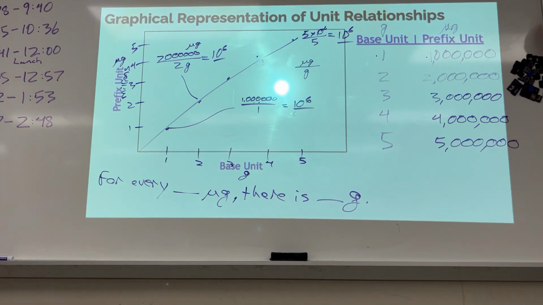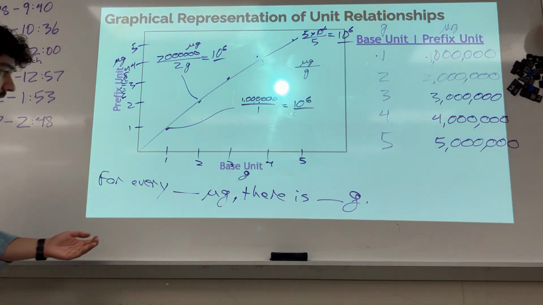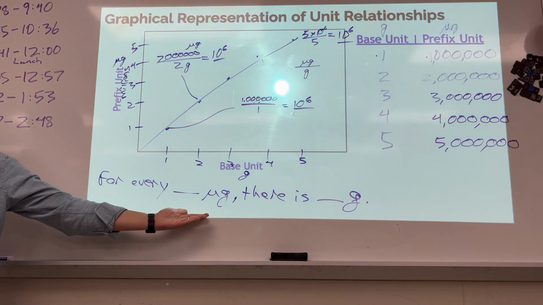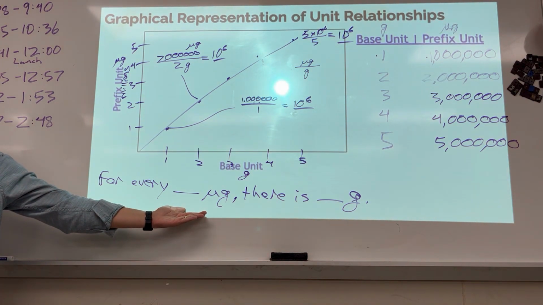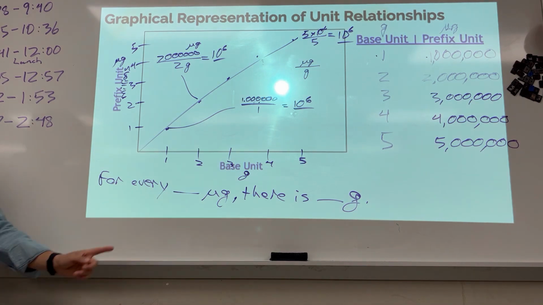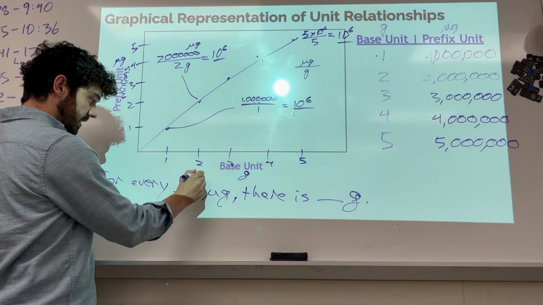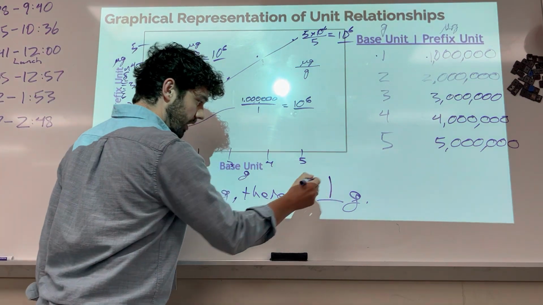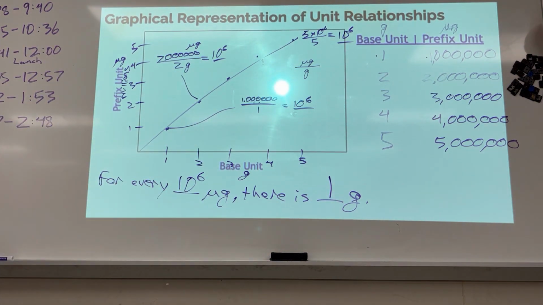I'm trying to connect this to a lot of different ideas that we have. So what number should I put in here to make this correct? There's probably multiple correct answers, but what might be a simple one? For every 1 million micrograms, there is 1 gram. That's 1 million, right? There is 1 gram. So that's just a helpful way to put it into words, okay?